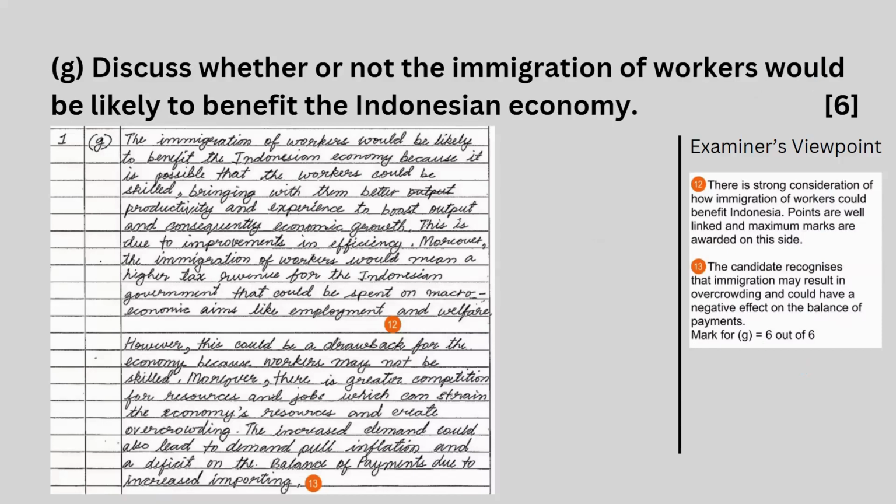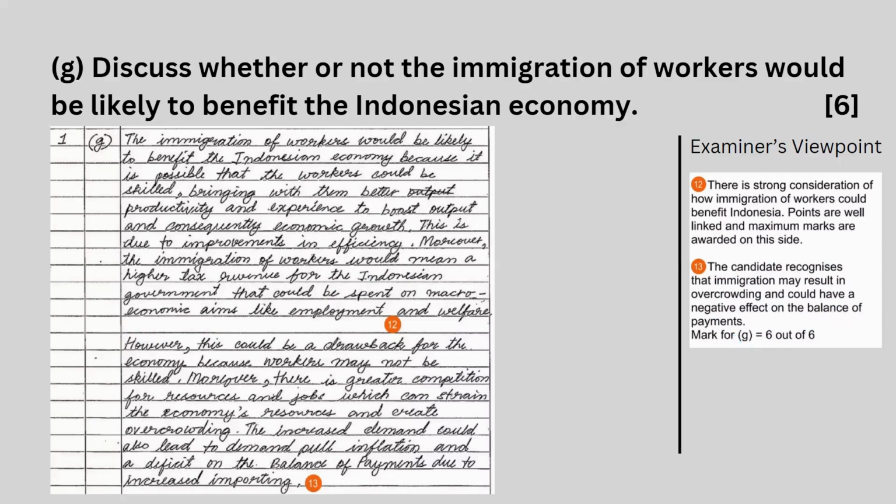In the first paragraph, since this is a discuss question, you have to write for the question and against the question. So for one side, which was the positive side, the candidate has written very properly and the candidate has gone full marks. In the against question, where the candidate has used the word however, here too they have got full marks. Thus, the candidate recognizes that immigration may result in overcrowding and could have a negative effect on the balance of payments. So, analysis on both the sides have been given, and that's what is asked in the discuss question. Because of that, this candidate has got 6 out of 6.